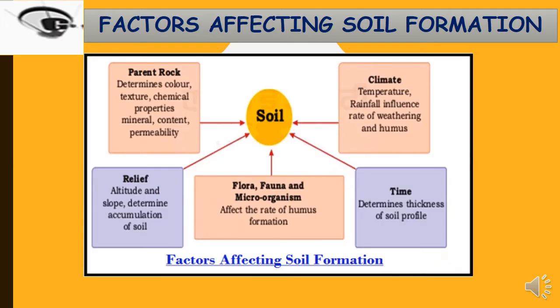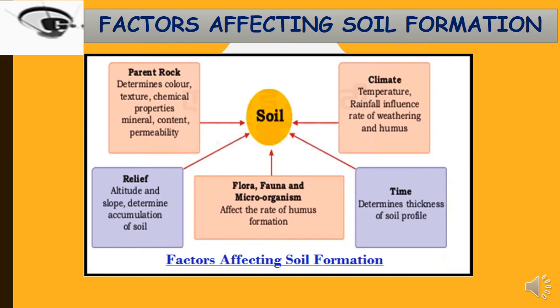So in this slide, we will discuss about the factors affecting soil formation, or it is also known as the soil profile. So first factor which affects is parent rock. Parent rock from where the soil originates, that is from which rock. Parent rock defines the quality of other layers of soil profile. Likewise, we get the various characteristics from our parents. So, parent rock determines color, texture, chemical properties, minerals, and permeability. Permeability means the water content it contains.